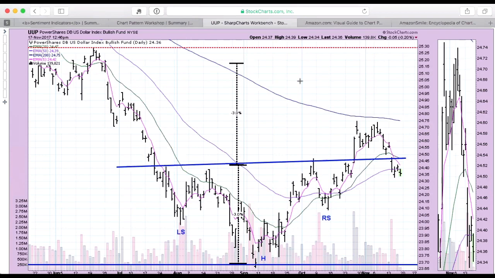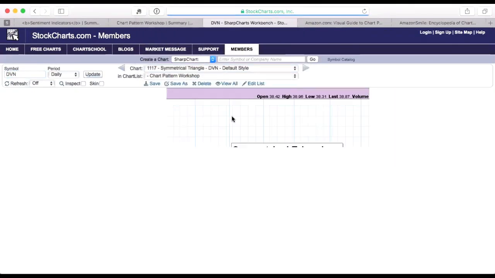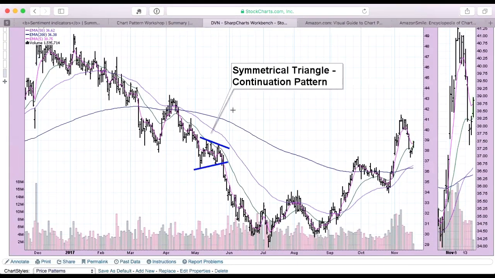All right. Second question, and I think this one was actually answered as you went through your presentation. The question that came in was, do you find the W bottoming pattern to be a bullish pattern? I think that question came in when you were looking at DVN, which was a symmetrical triangle. Yes. And then later you talked about the triple bottom, and I think you answered the question. Yeah, it's a reversal pattern.